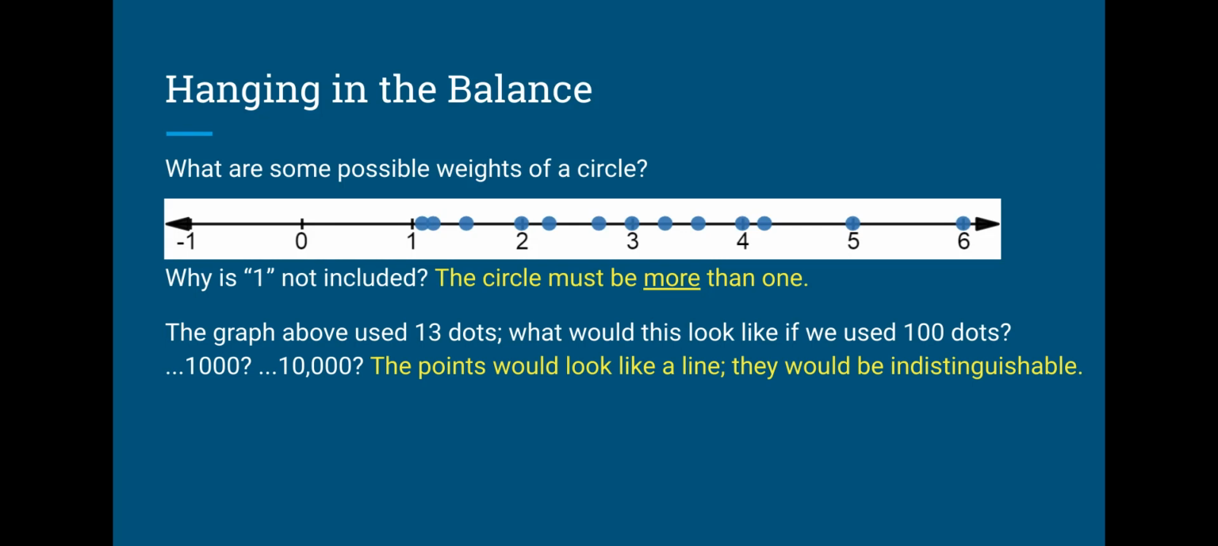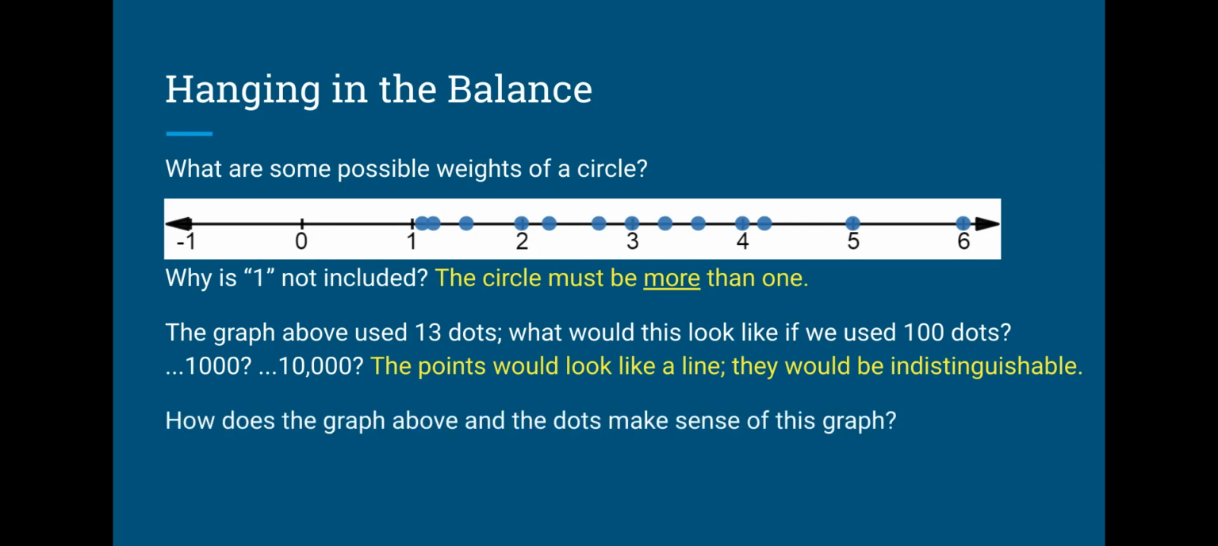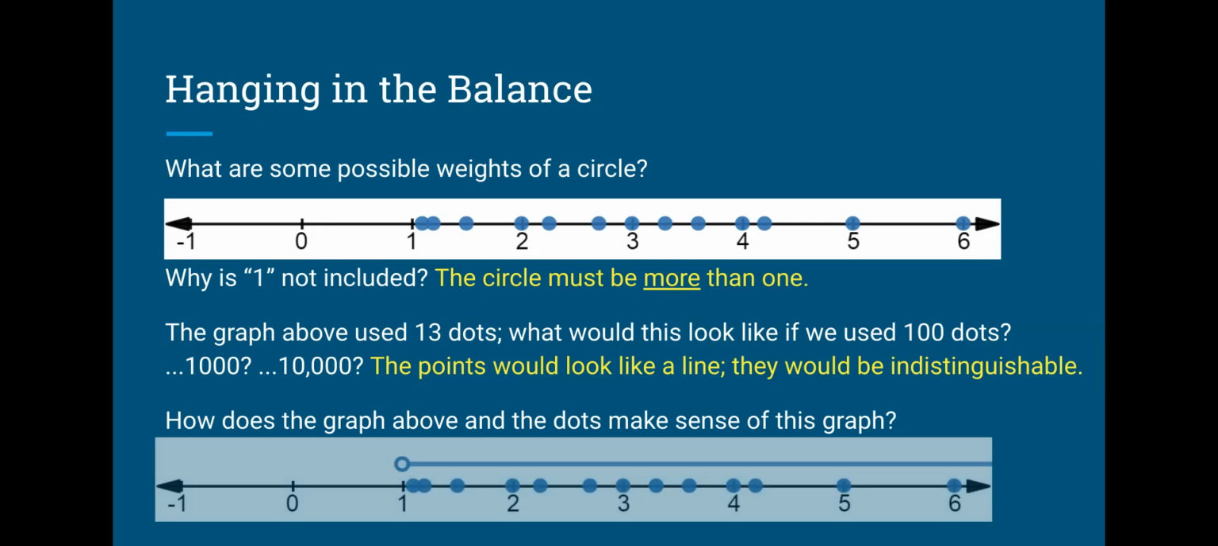Whatever it is that gets them to express this idea of a continuous line that starts somewhere after 1, that's what's important, because now they're going to perceive the graph differently. In fact, it's now going to shape how they view the graph above and how the dots make sense of this graph. Now that line no longer represents some arbitrary rule, shade right or shade left.